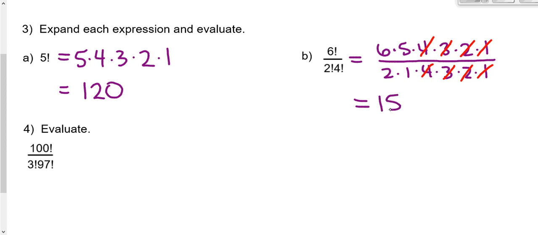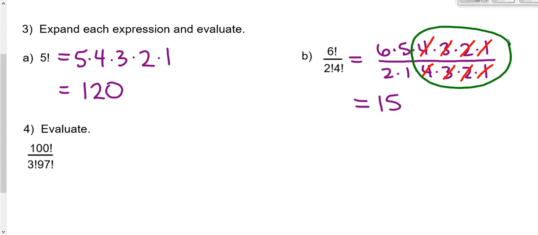Okay, problem number 4. Evaluate 100 factorial divided by 3 factorial, 97 factorial. Well, you could have some trouble if you try to put this into your calculator, because your calculator cannot handle 100 factorial. Also, you don't want to expand it, right? You don't want to write all that out. But notice I didn't say you had to expand it on this one. It just says evaluate. So let's take advantage of what we saw happen in part B.